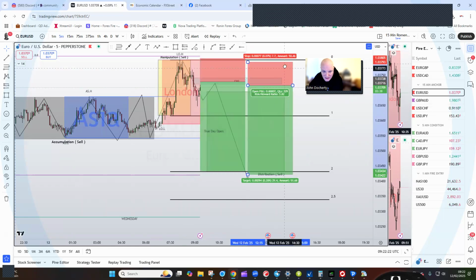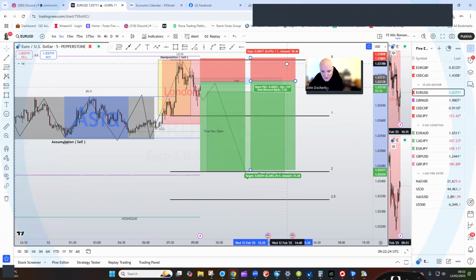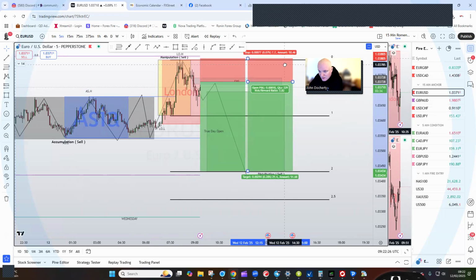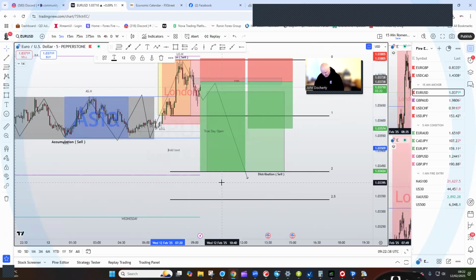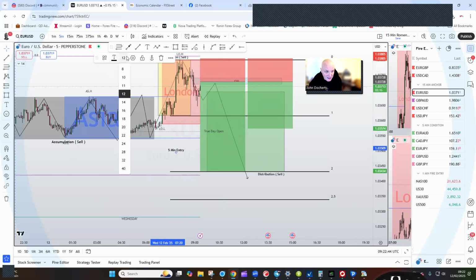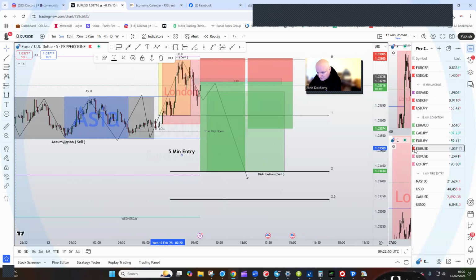So I want to do a tester on this. 328. Maybe a 1 to 2. A simple 1 to 2 process. There we are. And I'm just going to write on here 5 min entry. Okay, so I'm just going to make that a little bit bigger. I'm going to bring this into here as well.